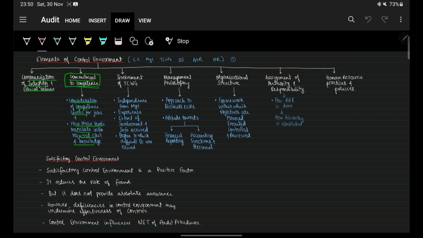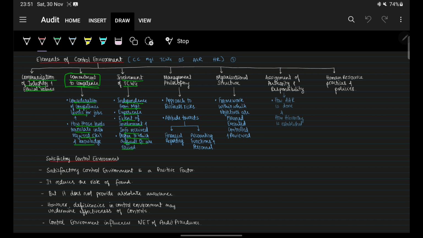Next we're going to see involvement of those charged with governance. Those charged with governance are basically the people who direct the organization in a particular way. They are in charge of overseeing the strategic direction. Here we are going to see if they're independent from the management. What is the experience of those charged with governance, right? What is the extent of involvement and information that is received, and the degree to which difficult questions are raised.